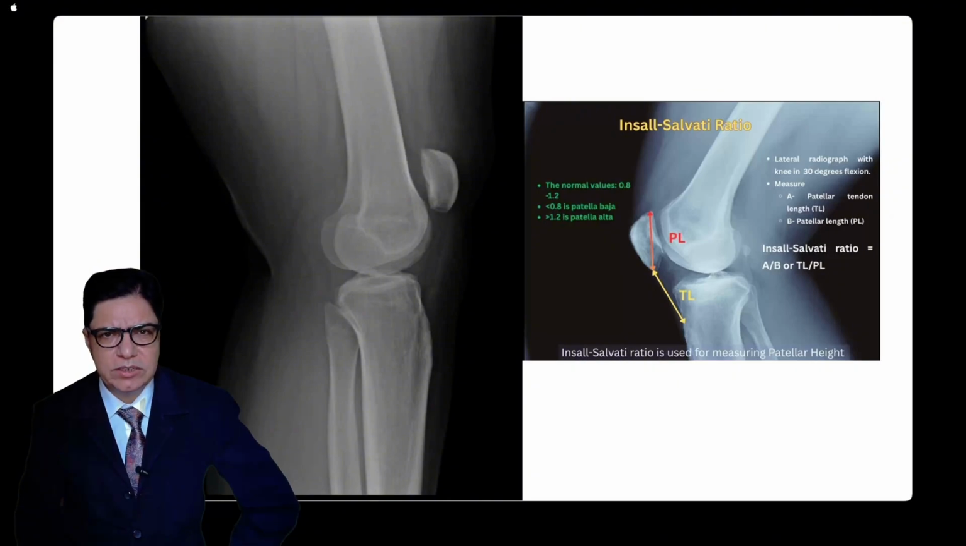Now in both these conditions, what happens is that the patella is not sitting in its normal place. A normal patella usually sits within the patellar groove of the femur, and it is integral to the function of the quadricep muscle group. Now, when you've got a high riding or a low riding patella, the position of the patella is abnormal, and that can give certain problems to the child.